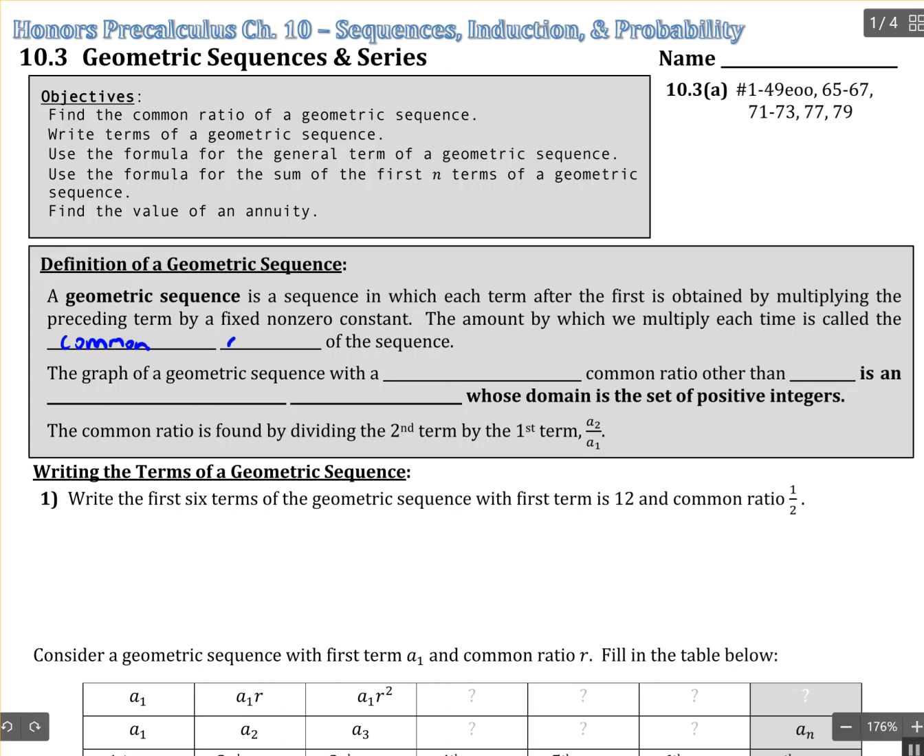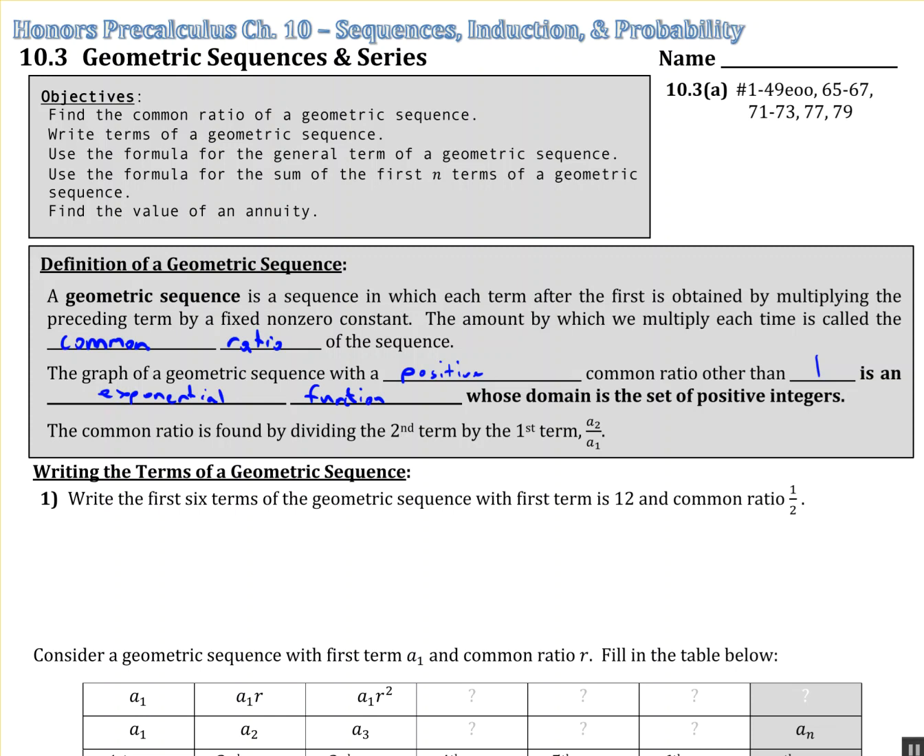And again, once we get to our first example, it'll make a little more sense. The graph of a geometric sequence with a positive common ratio other than 1 is an exponential function whose domain is the set of positive integers.